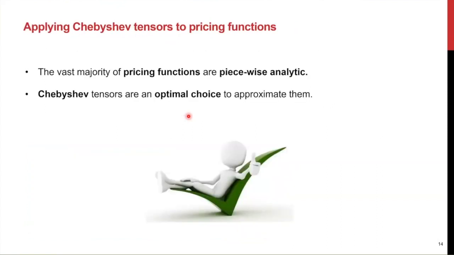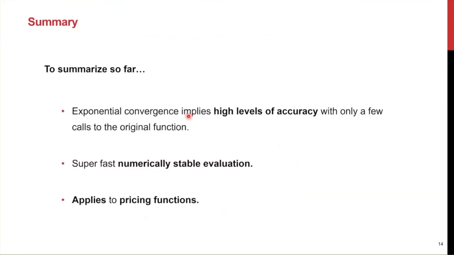Now, all this wouldn't be of any use if we couldn't apply it for pricing functions. Pricing functions tend to be quite smooth, as we know. There are exceptional points like when there's payment dates, barrier strikes, and so on, but we know where they are. So we can always split the function into chunks which have good properties like being analytic and apply these Chebyshev tensors. And hence, from all this information, it makes for an obvious case to test these tensors with pricing functions, especially when you want to alleviate the burden of calling them over and over again, as is typically the case in risk calculations.